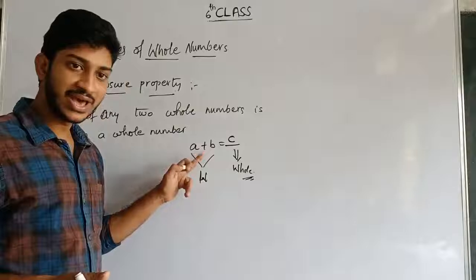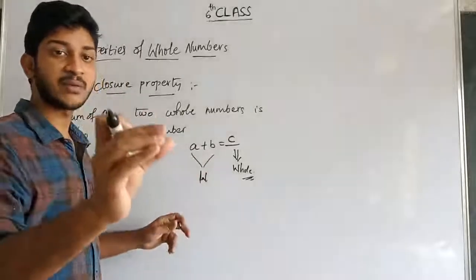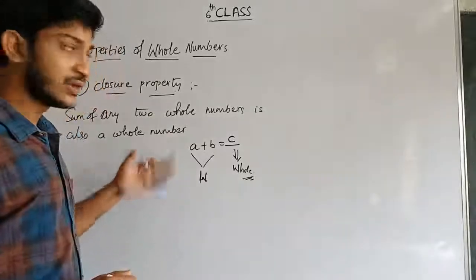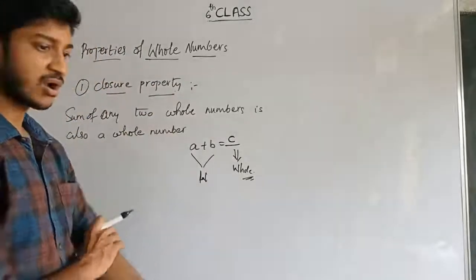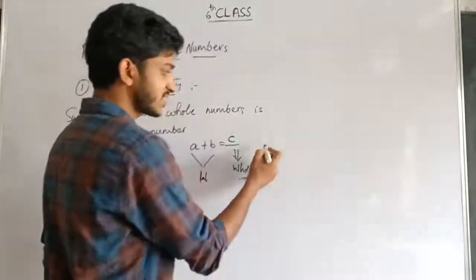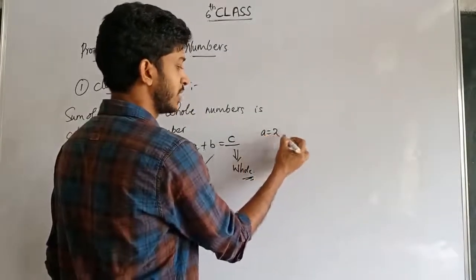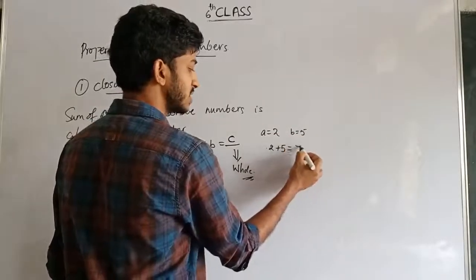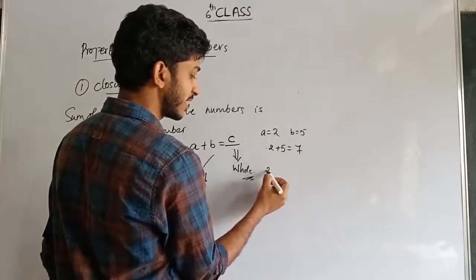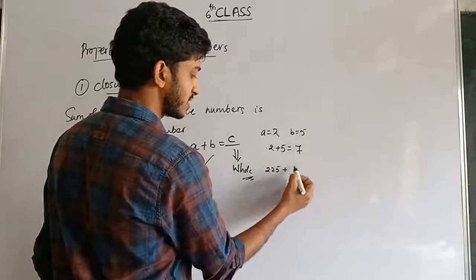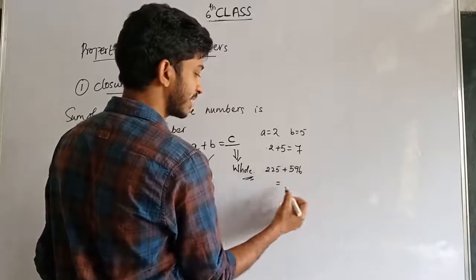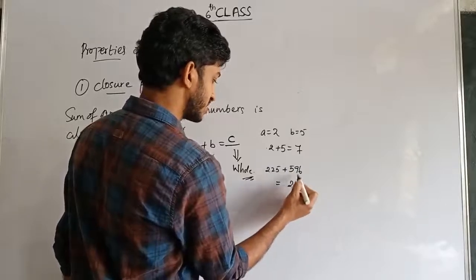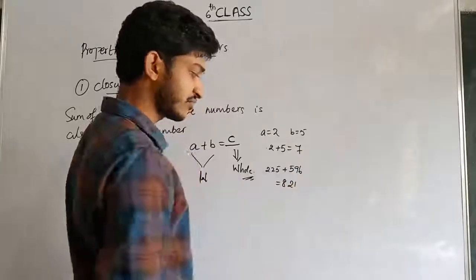Here we are adding these two numbers, that's why closure property under addition. To check whether whole numbers satisfy closure property or not, I am taking two numbers, a is equal to 2 and b is equal to 5. Adding them, 2 plus 5 is equal to 7. And I am also taking another two numbers, 225 plus 596. Adding these, 5 plus 6 is 11, 1 carry, then 10, 12, 1 carry, and 7, 8, I got 821.